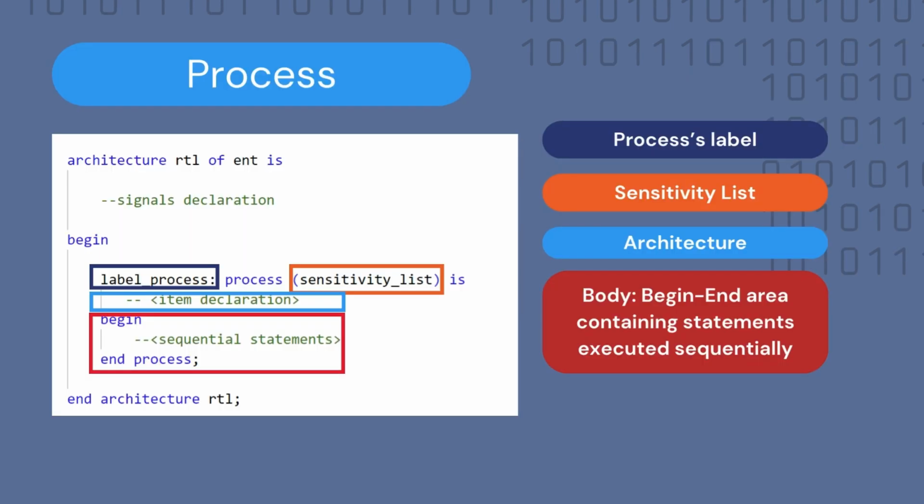If you viewed our last video, processes or process statements are an essential part of a behavioral modeling type of architecture, where it itself is a concurrent statement that contains sequential statements within it. It is identified by four main parts. We have the label, we have the sensitivity list, and we have the declaration area, and the body, which is in the begin to end area.